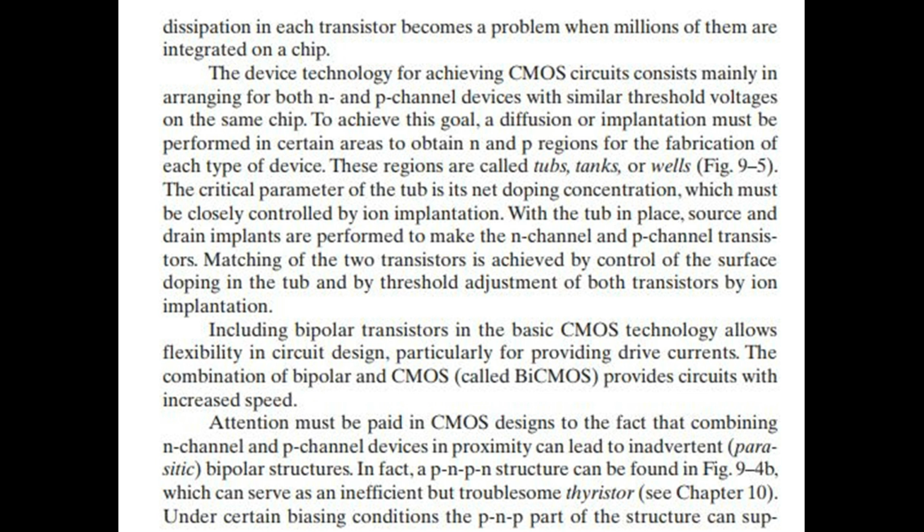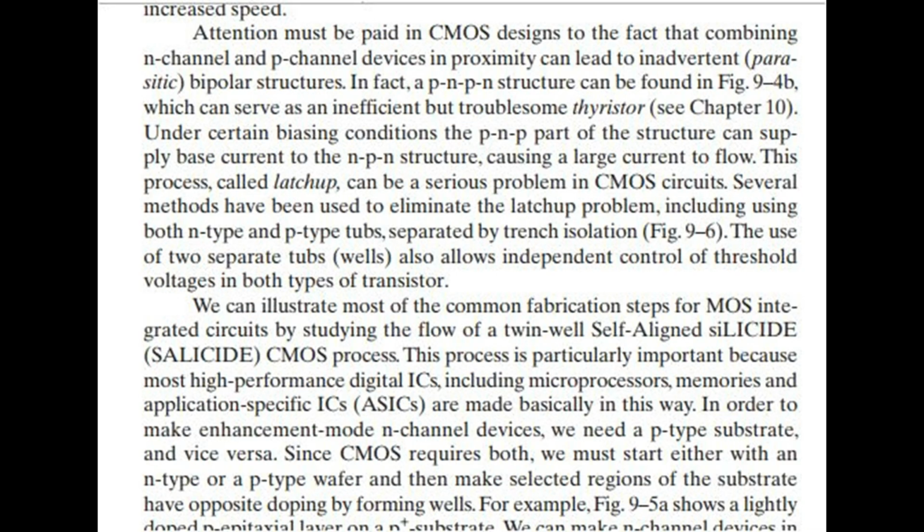In fact, a PN-PN structure can be found in Fig 9.4b, which can serve as an inefficient but troublesome thyristor, see Chapter 10. Under certain biasing conditions, the PNP part of the structure can supply base current to the NPN structure, causing a large current to flow. This process, called latch-up, can be a serious problem in CMOS circuits.